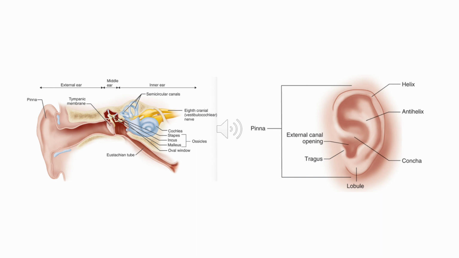The inner ear lies on the other side of the oval window. It contains the semicircular canals, the cochlea, the vestibule, and the end of the eighth cranial nerve. The semicircular canals are three tubes that contain fluid and hair cells that respond to the rotational movements of the head. The vestibule contains organs that sense the position of the head with respect to gravity. Both send electrical signals to the eighth cranial nerve.